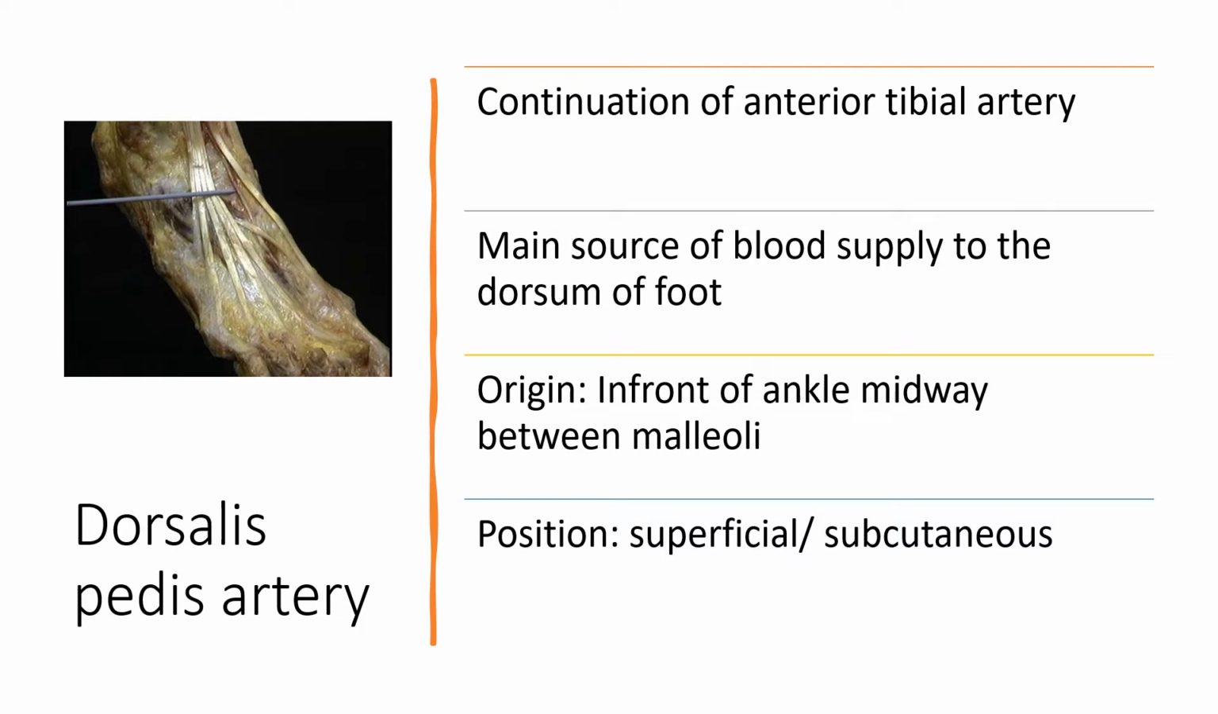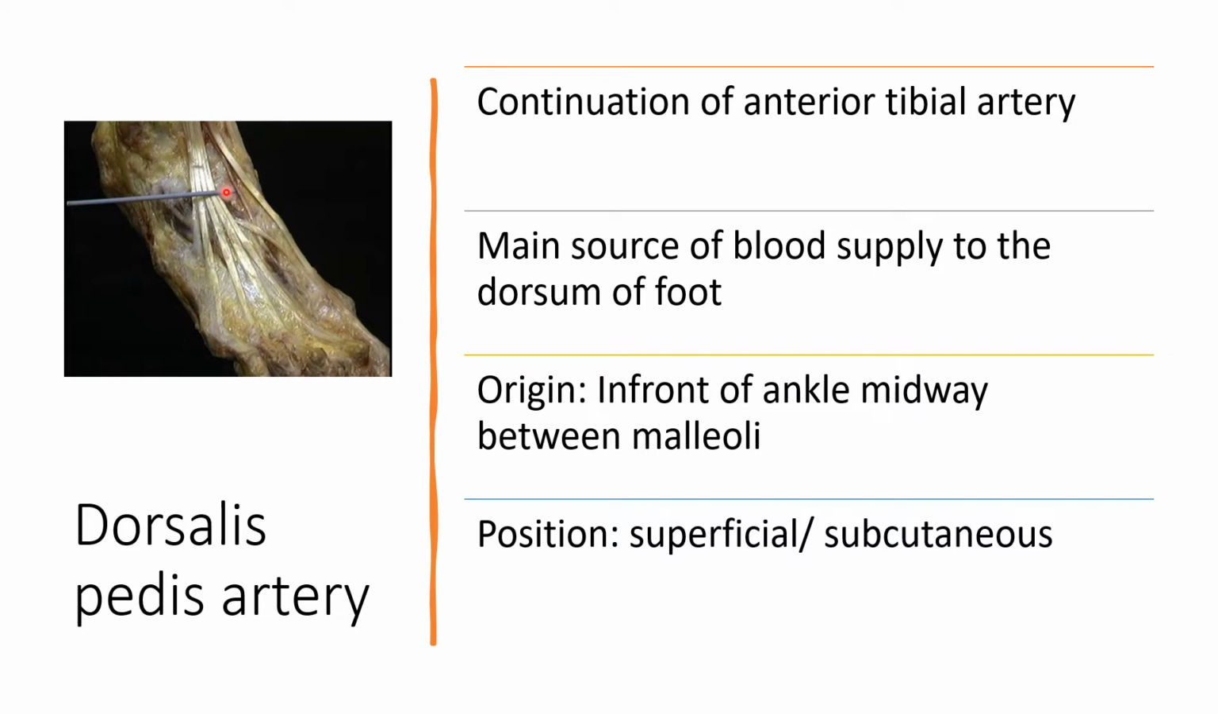So the dorsalis pedis artery is the continuation of the anterior tibial artery, and it is the main source of blood supply to the dorsum of the foot, which consists of the tarsal bones, the metatarsal bones and the articulations between the tarsal and metatarsal bones. It starts at the ankle, on the anterior aspect of the ankle, midway between the medial malleolus and lateral malleolus. That is the position of it before the ankle.